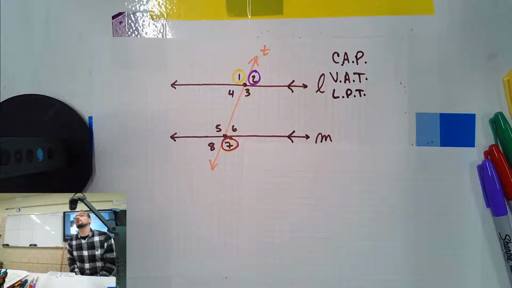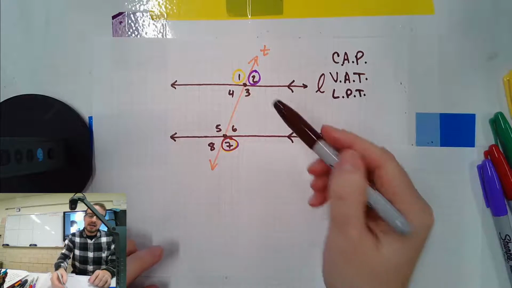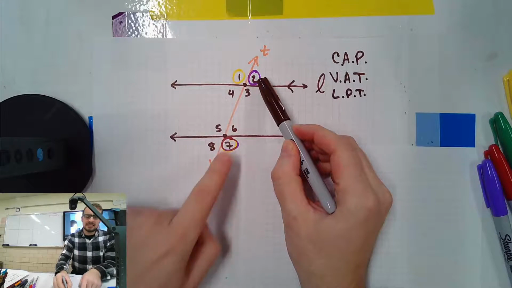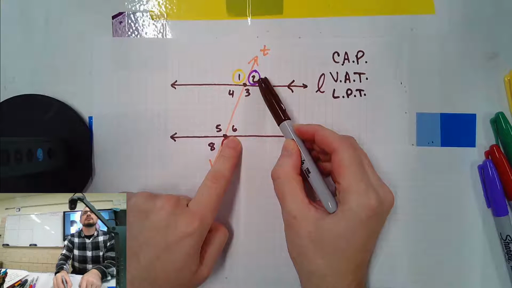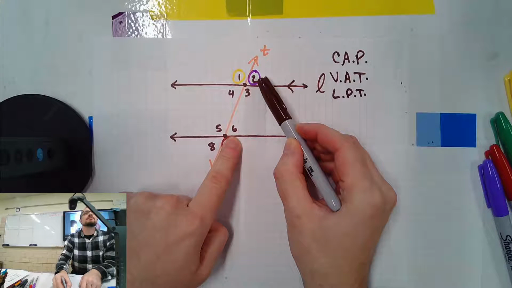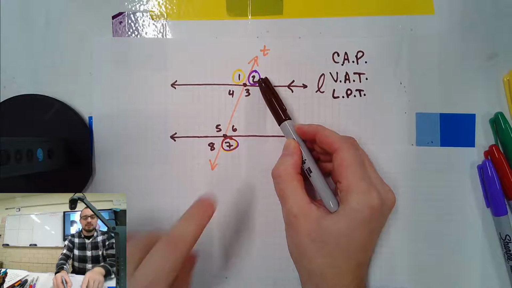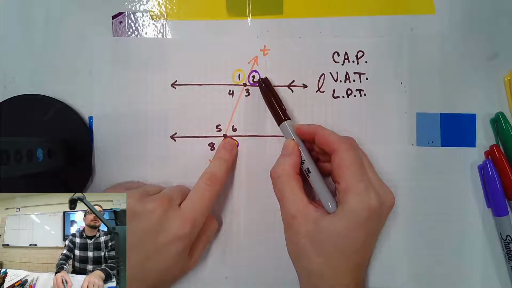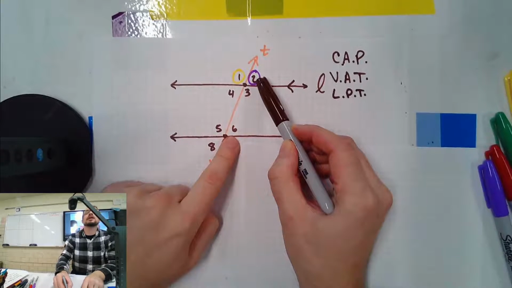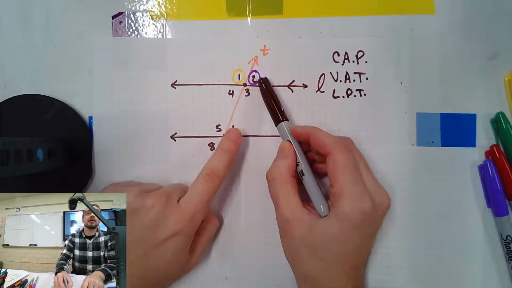Supplementary. We can prove that, right? That's what we're going to do. But let's talk about it, right? 2 and 6 are the same angle, aren't they? How do I know that 2 and 6 are the same? CAP, corresponding angles postulate, right? They're both in the top right corner of their relative intersections. So they are congruent.